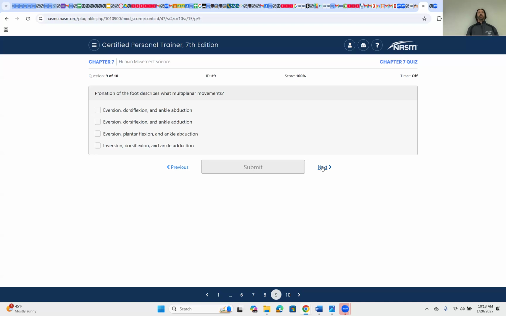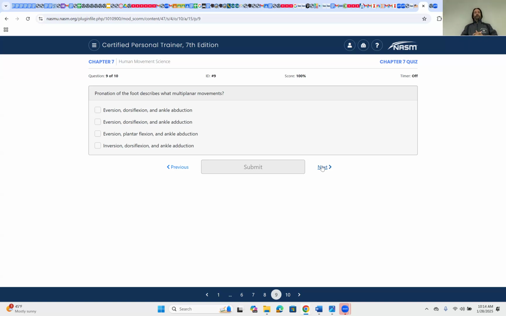So what does pronation mean? Do you all remember what pronation is? And supination? What's prone? Laying on your stomach, face down. Correct. What's supine? Laying on your back, face up. So if I'm talking about pronation of my arms and supination, what would be pronation of my arms? Palms down. Supination would be what? Palms up.